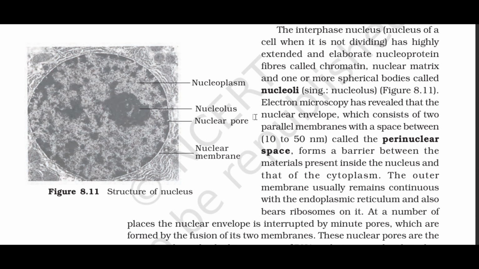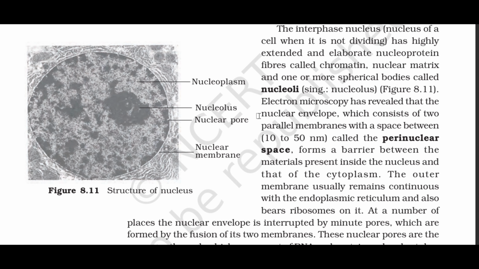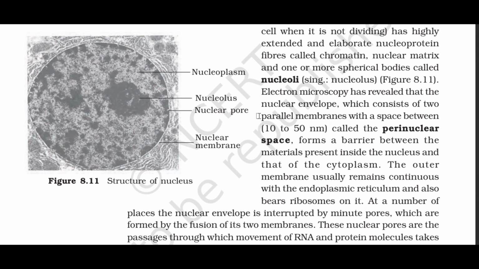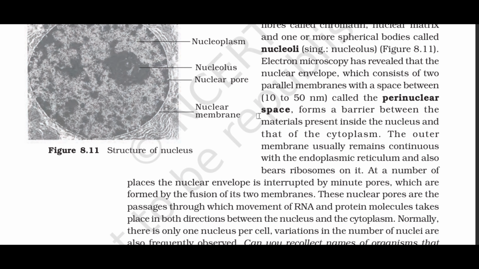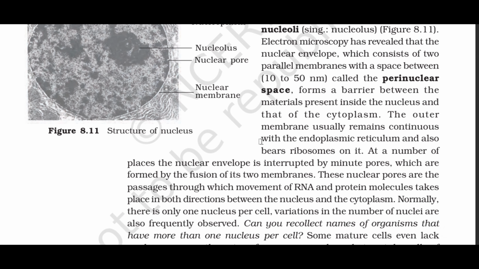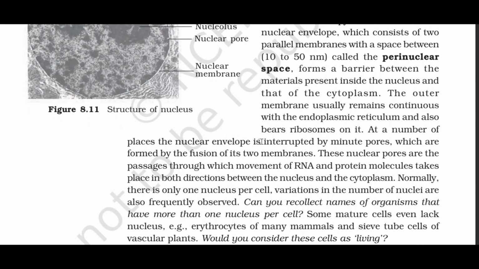The outer membrane usually remains continuous with the endoplasmic reticulum and also bears ribosomes on it. At a number of places, the nuclear envelope is interrupted by minute pores, which are formed by the fusion of its 2 membranes. These nuclear pores are the passages through which movement of RNA and protein molecules takes place in both directions between the nucleus and the cytoplasm.